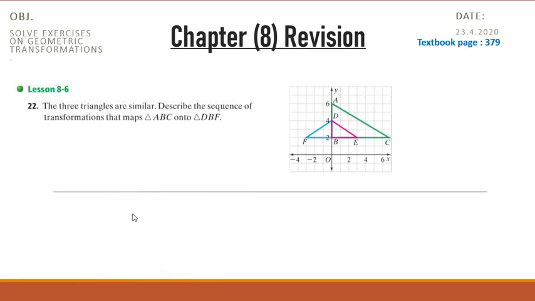In question 22, the three triangles are similar. Describe the sequence of transformations that maps triangle ABC onto triangle DBF. So, ABC is the large green triangle and DBF is the blue small triangle.